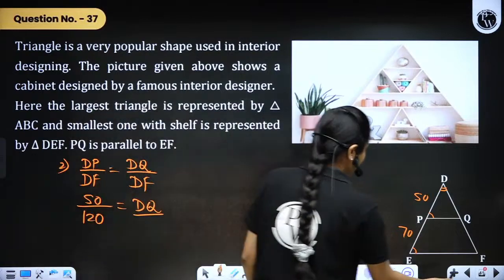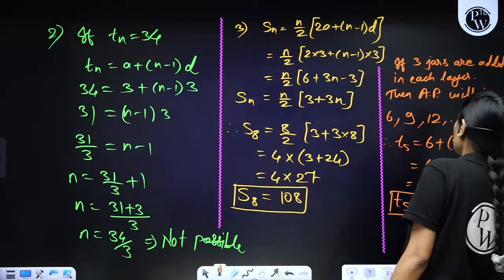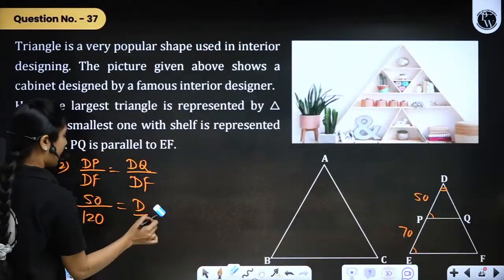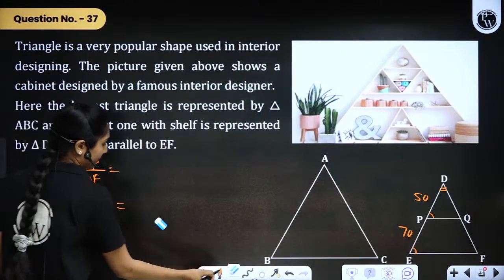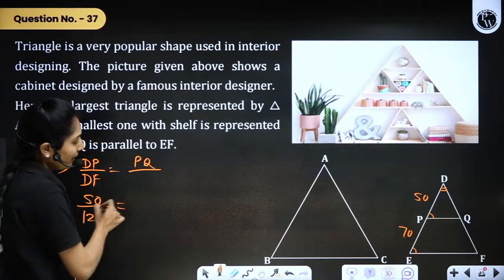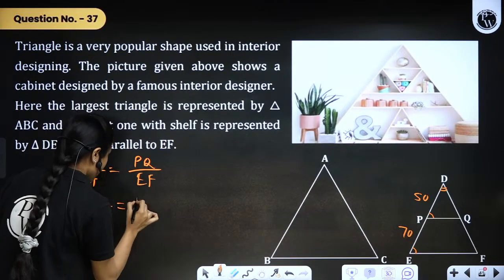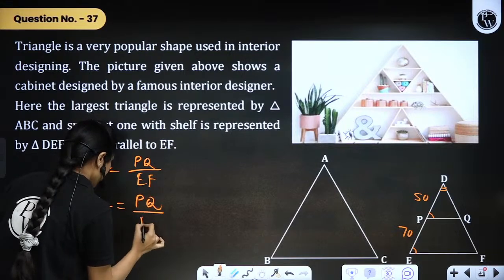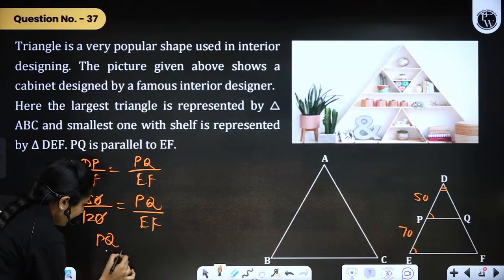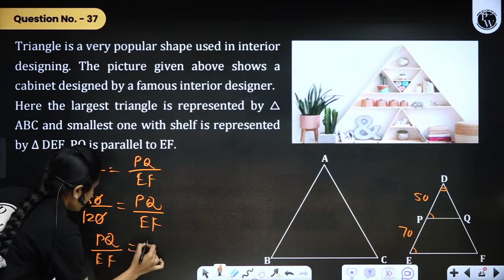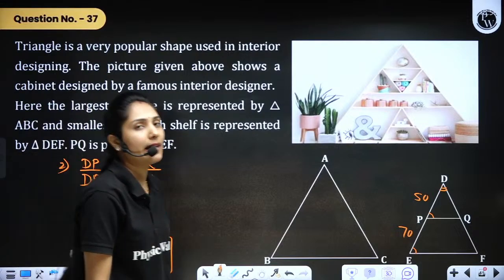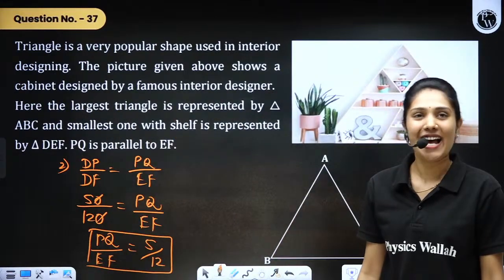We have to find PQ upon EF, yes. So instead of this, I can write PQ upon EF. So PQ upon EF is 5 by 12. The second answer is 5 by 12. Absolutely correct, Soham.